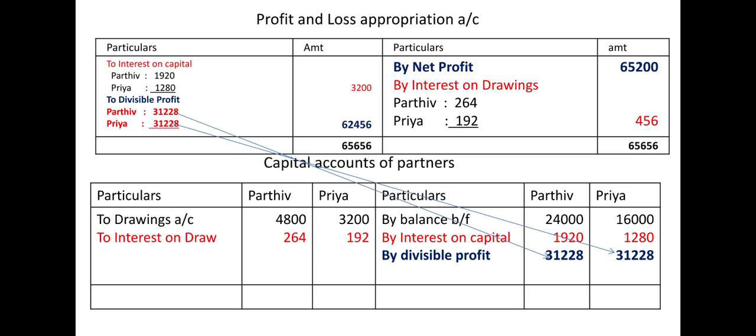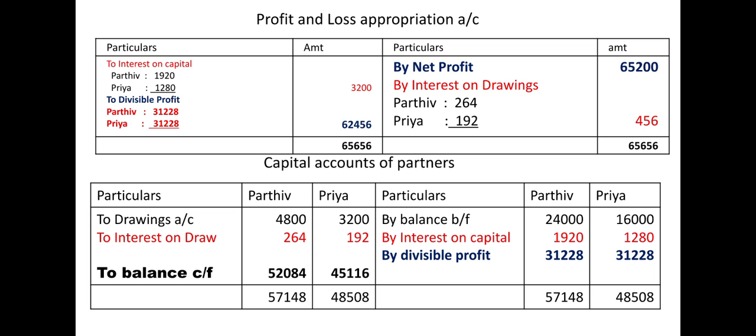Now let's focus on the capital account. So in the capital account also the total of the credit side is more. So credit side total minus debit side will give you the answer. Here it is. The answer of Parthiv is 52,084 and Priya 45,116. It is a closing capital, student. It is the closing capital of partners. Okay, so the capital account is over.